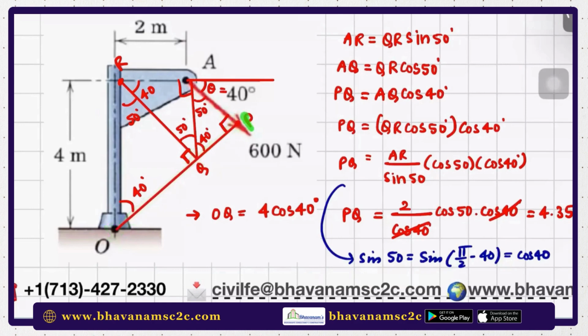To find PQ, I have to take this triangle. But in this triangle, I have no known distances. I have known distances only in this other triangle. So I will solve this triangle, again applying some trigonometry formula, then I will get this distance. After getting this distance, I will apply some trigonometry in this triangle, then I will get this distance, then I will add both.